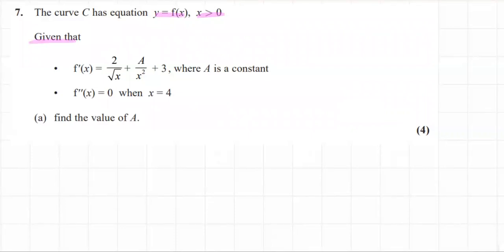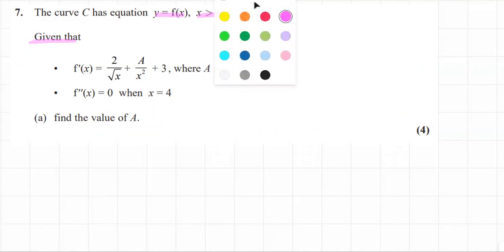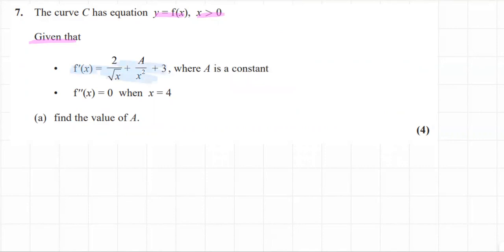Here we have the information that f of x, they've given us f dash of x, which is the first derivative of the equation, where a is some sort of constant, and they've given us the second derivative equal to 0, which is information we can interpret when x is 4. So this is f dash of 4 is equal to 0. We use this information, it's saying a equals what? Let's take a look. Number 7a.